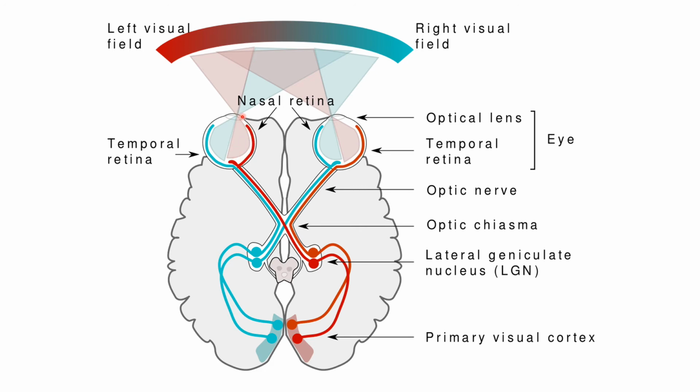Whatever you're seeing here on your nasal visual field of the left eye is being absorbed by the temporal retina of the left eye. Same applies to the other side. So whatever you're seeing in your temporal visual field of the right eye is being absorbed by the nasal retina. And whatever you're seeing on your nasal visual field is being absorbed by your temporal retina.